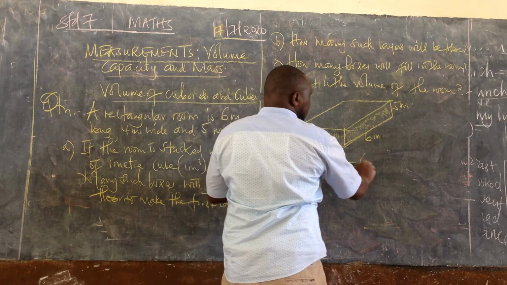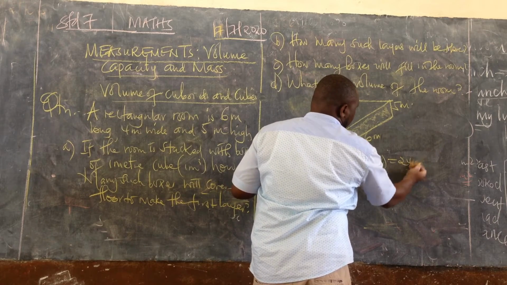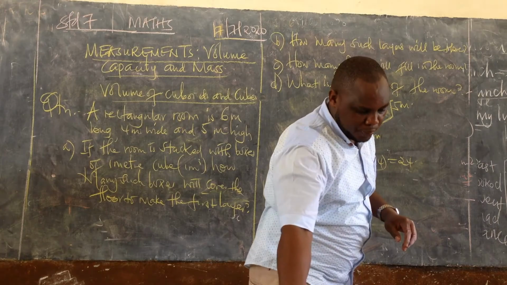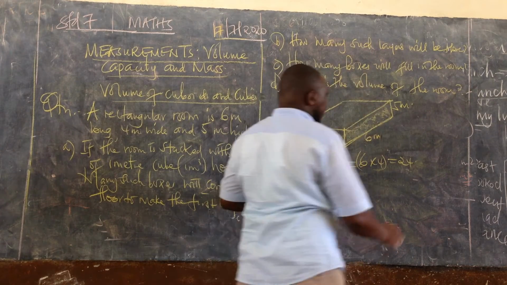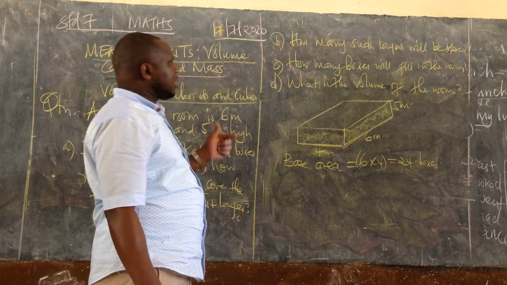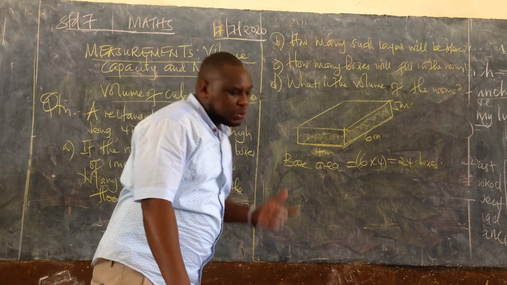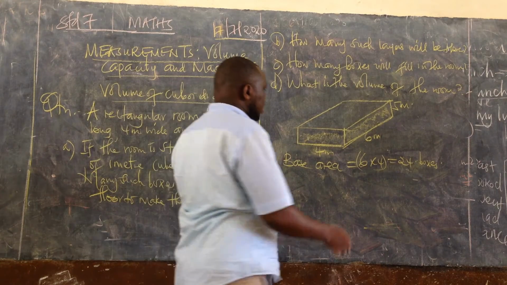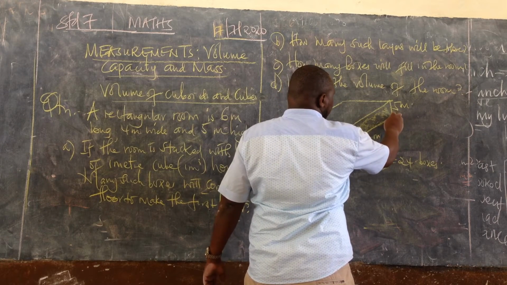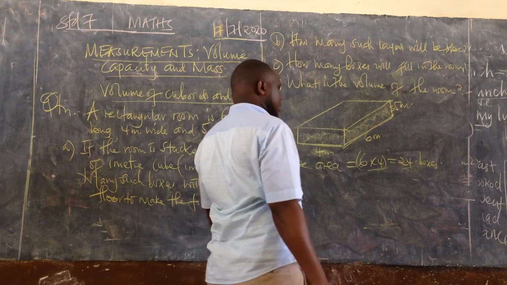So that's going to be 6 times 4, 24 such boxes. Then number 2, how many such layers will be formed? Meaning that we are going to include the height. Because if one layer is going to occupy 24, meaning that on the height there are going to be 5 layers.